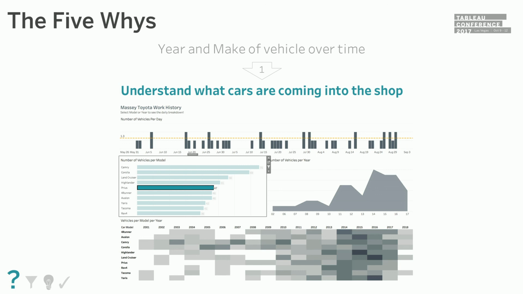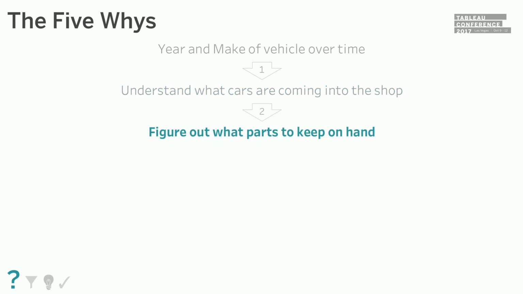So when I asked him why he needed to understand what cars are coming into the shop, what he told me was that he needed to figure out what parts to keep on hand. And this is really interesting, because this is an insight we didn't have before. It's not really about what cars are coming into the shop, it's about the parts. And what he said was, he doesn't want to have these parts on hand because they're expensive, and if he's not going to be going through them, he doesn't want them on hand.